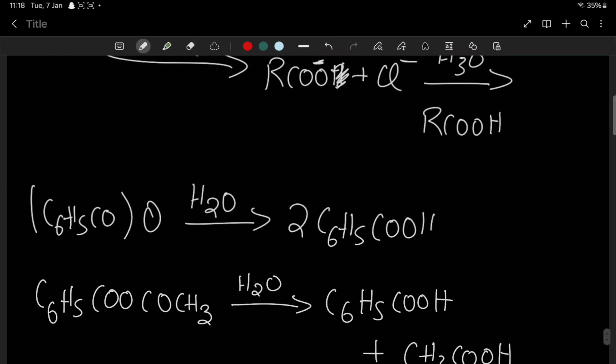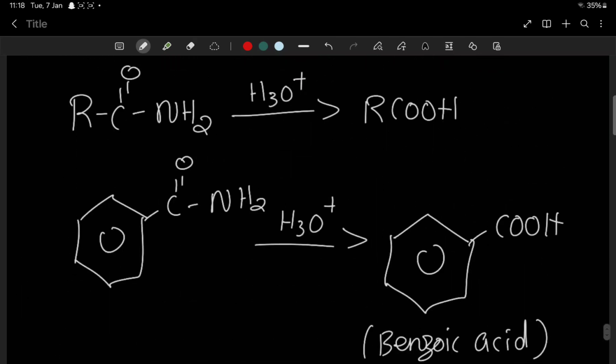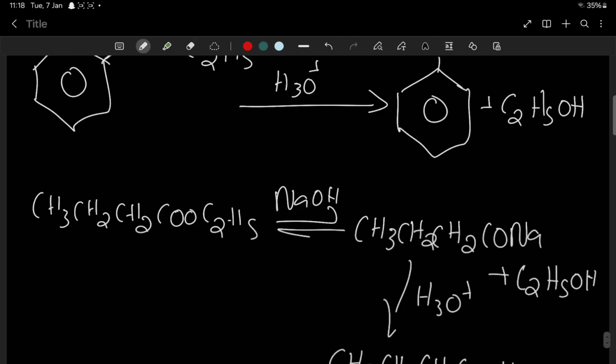Preparation of acids comes to an end. Only 5 or 6 methods are there. Now chemical reactions. How many chemical reactions are there? Only 2 or 3 pages. We'll get it over fast. This part will be short.